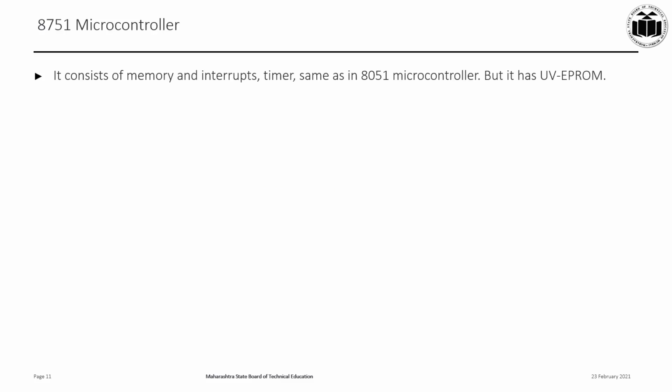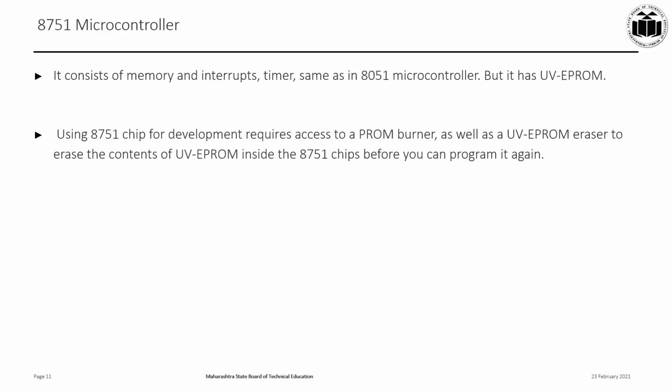8751 microcontroller. Let's see the features of the 8751 microcontroller. It consists of memory, interrupts and timers, same as in the case of the 8051 microcontroller, but it has a UV-EEPROM. Using the 8751 chip for development requires access to a PROM burner. Why is that so? Because here we are using UV-EEPROM as the ROM memory.